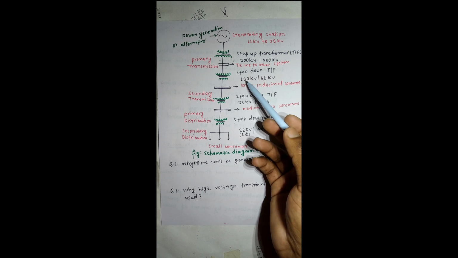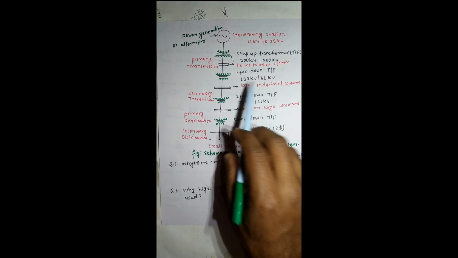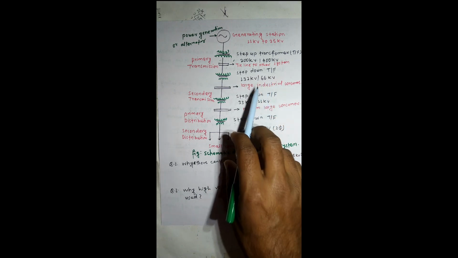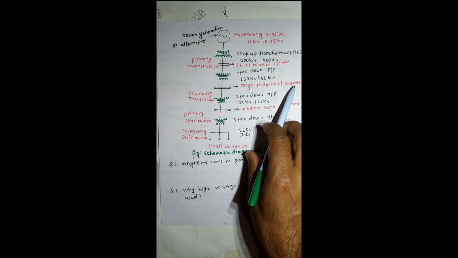Then again there is a step down. We use a step down transformer to reduce the voltage to 132 kV to 66 kV, and this power is used by large industrial consumers.